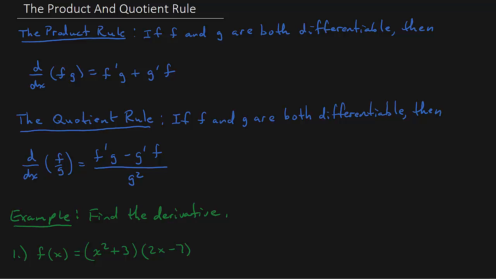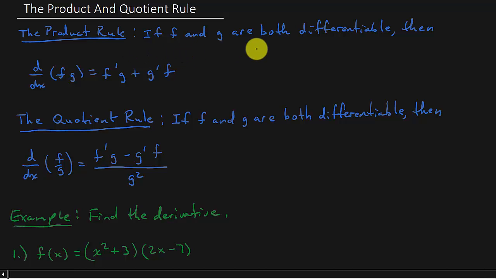Alright, so in this video we're going to look at the product and quotient rule for derivatives. So first let's look at the rules. We've got the product rule here first. It says if f and g are both differentiable, then the derivative of f times g, so we've got two functions multiplied to each other, f is the first function, g is the second function, is f prime times g plus g prime times f.